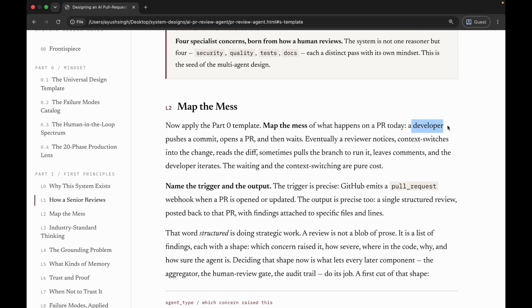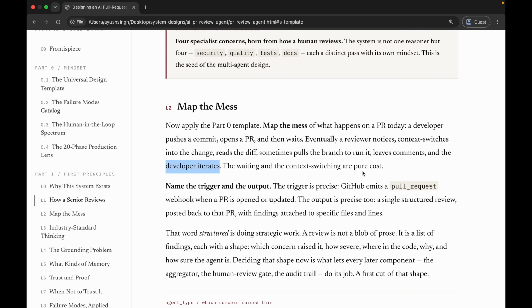So a developer pushes a commit, then opens a PR and then waits. Eventually, a reviewer will notice from some notification, context switches into the change, looks at whatever the changes are, reads the differences, sometimes pulls the branch to run it, leaves a comment, and then the developer iterates.